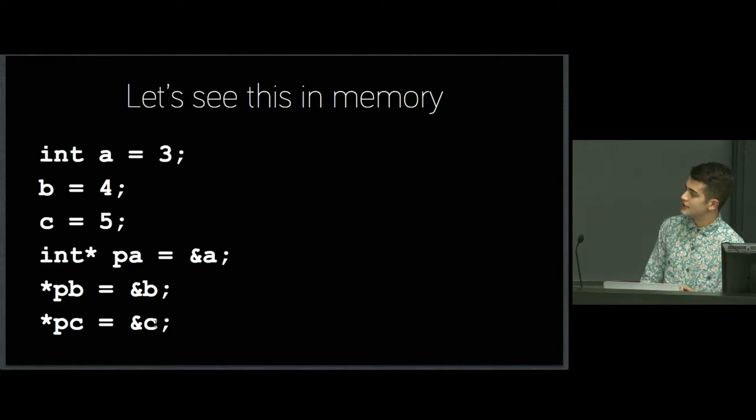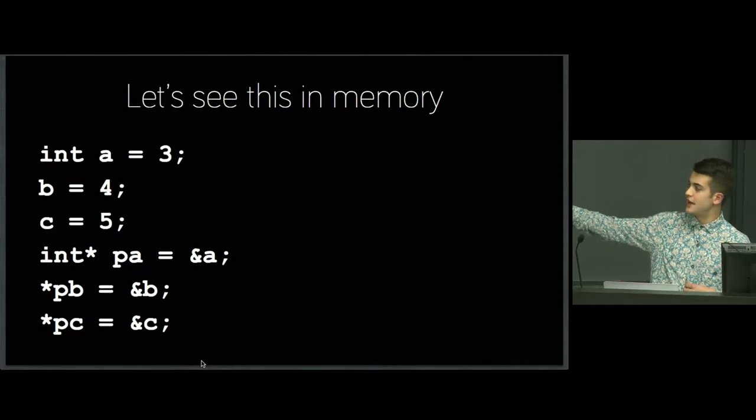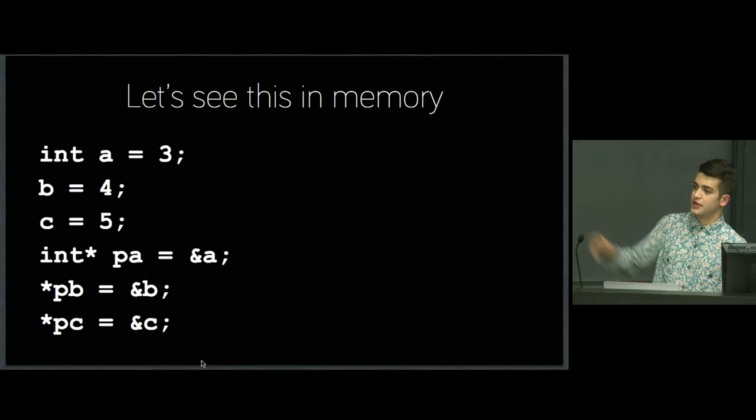So what is this line doing now? Int star pa equals ampersand a. First of all, int star pa, what is it doing? Yeah, so int star pa first declares a pointer called pa, and then it's assigning the value of that pointer to be the address of a, so ampersand a. Then if I do star pb, what is star pb?